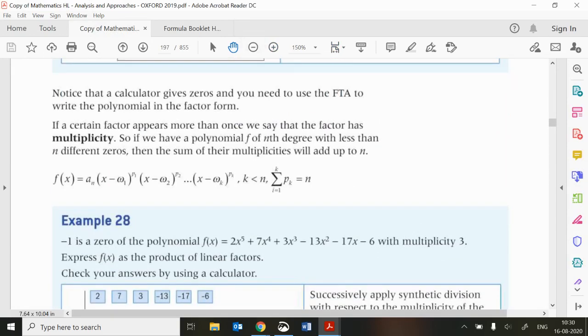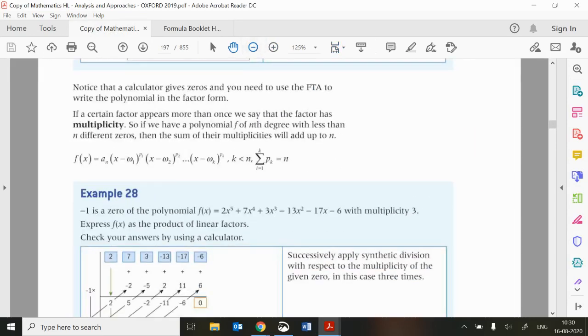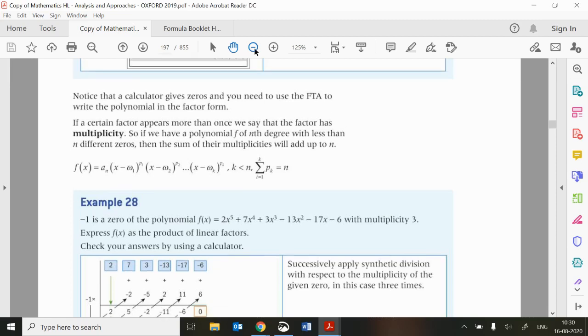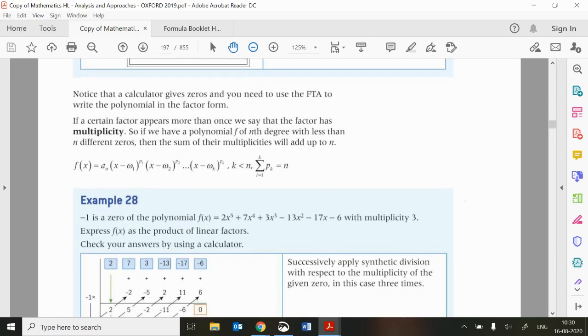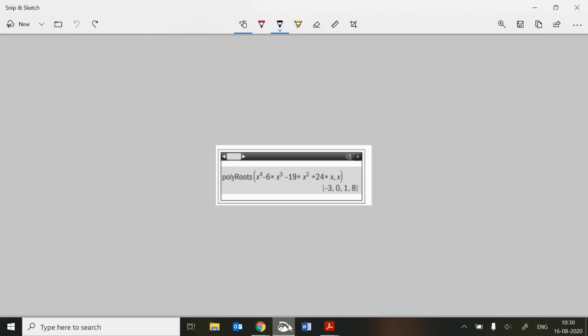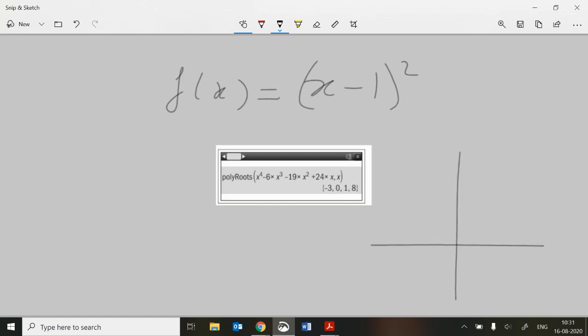Okay, so there's a little extra in the middle here. It's defining what multiplicity is. And it says, if a certain factor appears more than once, we say the factor has multiplicity. So, for example, if you have, I don't know, f of x is equal to this quadratic here, what we normally say is that we have a repeated root here. And if you draw your graph, that would be saying, well, we have a repeated root at 1.